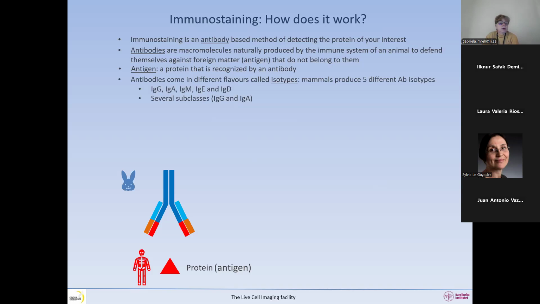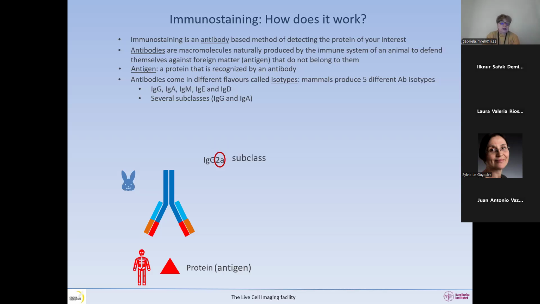The antibodies come in different flavors called isotypes. Mammals produce 5 different antibody isotypes: IgG, IgA, IgM, IgE, and IgD. And several of them even have subclasses. The most commonly used antibody in research is the IgG antibody. So let's assume that our rabbit immune system responded by producing an IgG2A antibody. In this case, IgG is the class and 2A is the subclass.